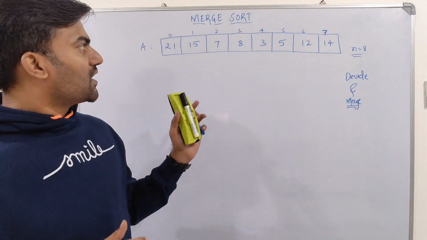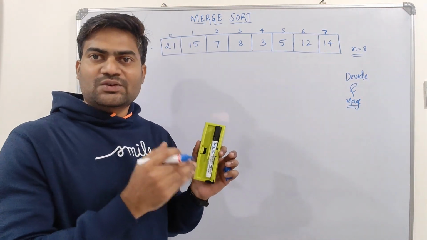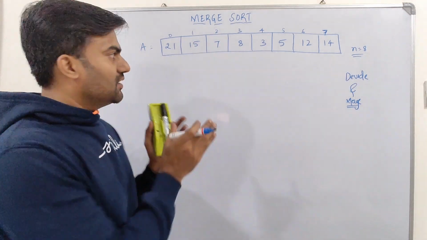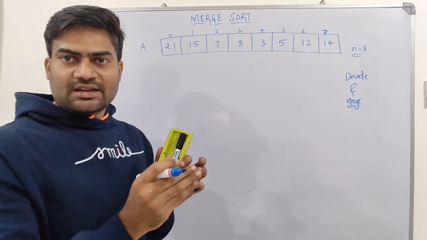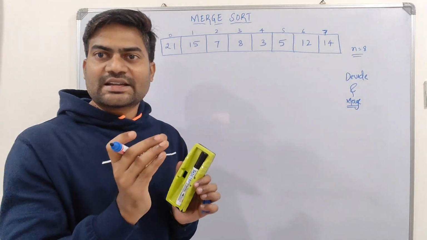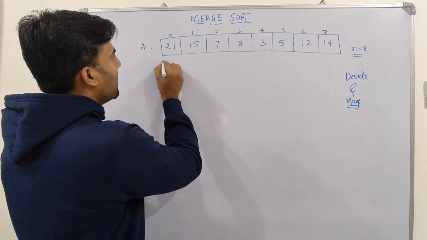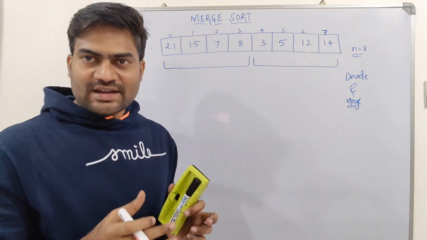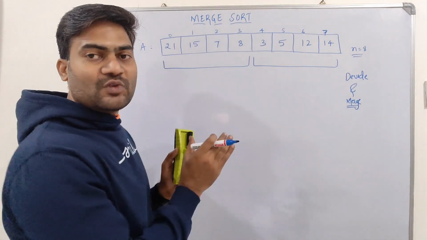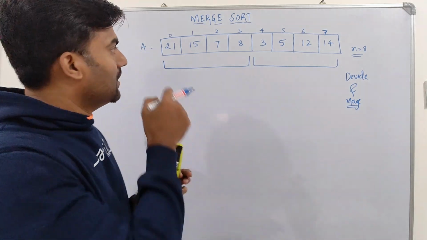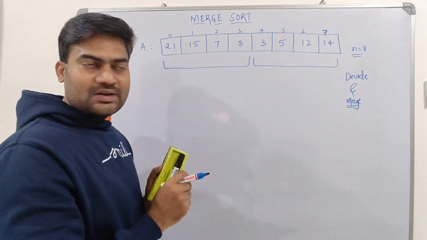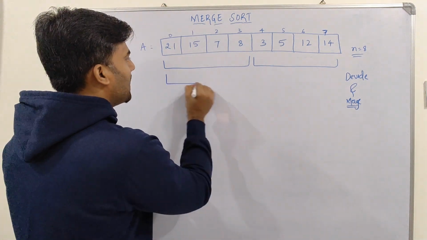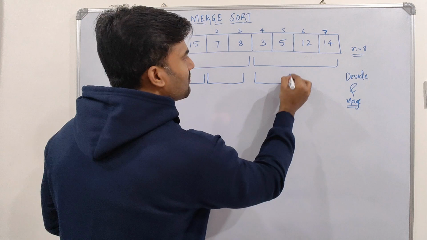Let us see. What I was trying to say is that we will first divide this problem into the smallest possible problem. Since there are 8 elements, we will divide in such a way that we finally get a single element. So I will divide this array into two halves. We are not really dividing it, but hypothetically we assume we are dividing this into two arrays. Now, are these elements sorted? No. So I will have to divide further.